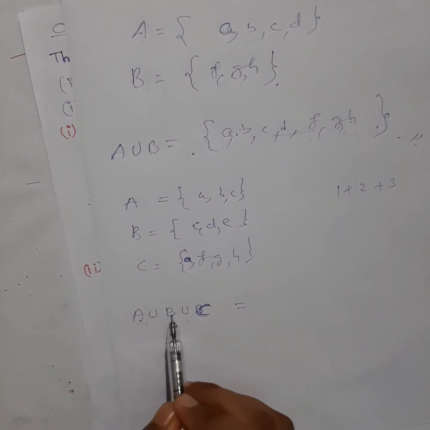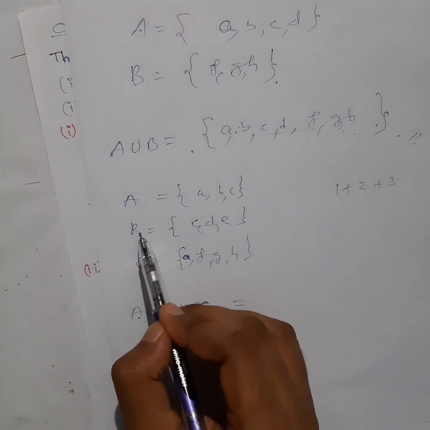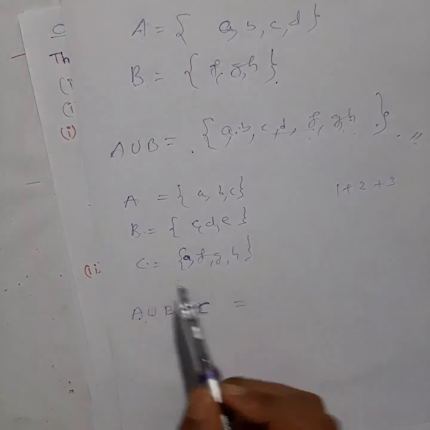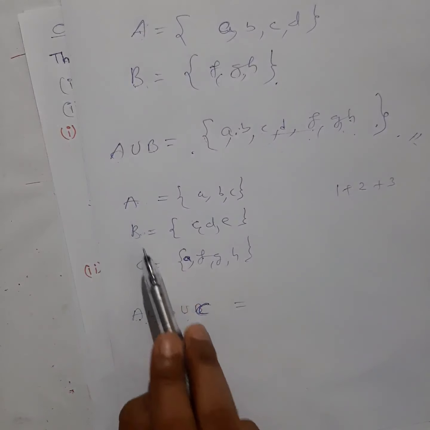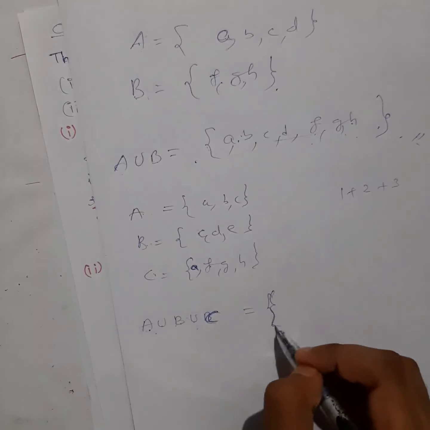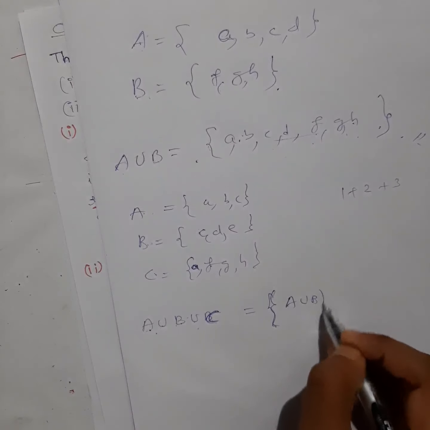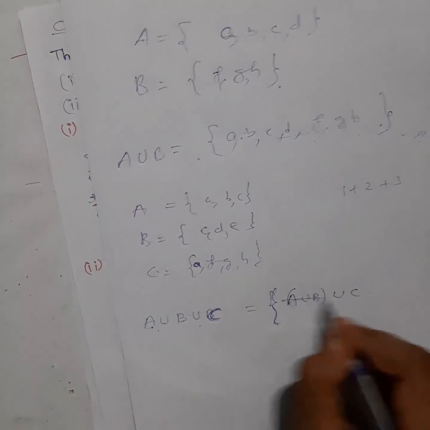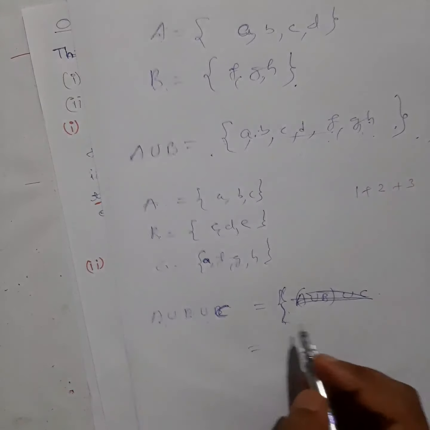So see here, A union B union C means what? A union B means all elements of A and B. Again, the union of that with C will contain all elements of A, B and C. So basically you can write this also as (A union B) union C. You can solve A union B first, then find the union with C. Okay, I will do it directly now.